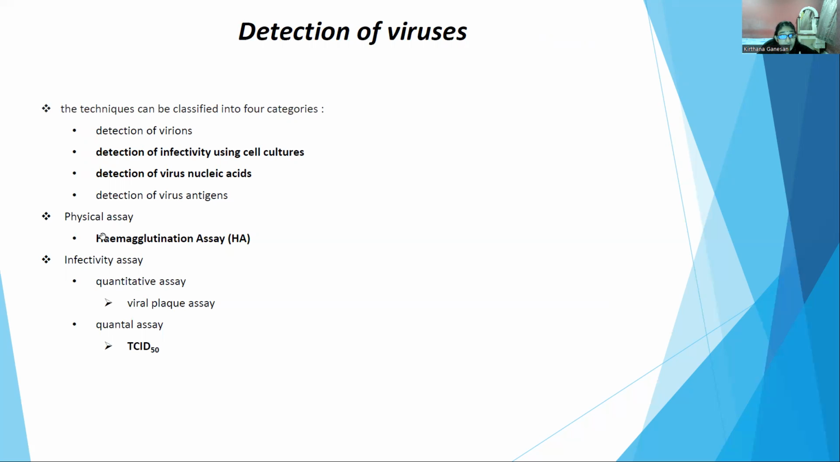And apart from that, the physical assay that can be used is the hemagglutination assay. And also for the infectivity assay, there are 2 types: the quantitative assay, which includes the viral plaque assay, and the quantal assay, which includes TCID50.